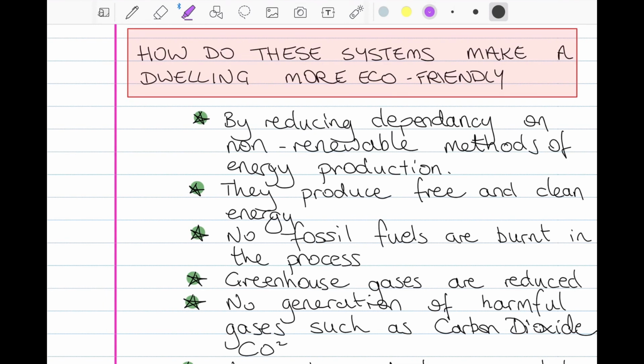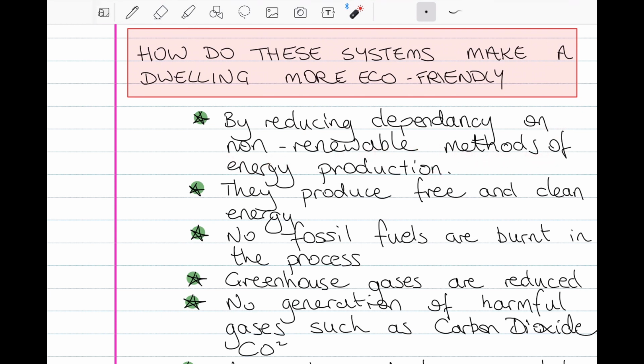And I did. And on reading it again, I discovered that they want us also to tell them how do these systems make a dwelling more eco-friendly. Well, they reduce dependency on non-renewable methods of energy production.